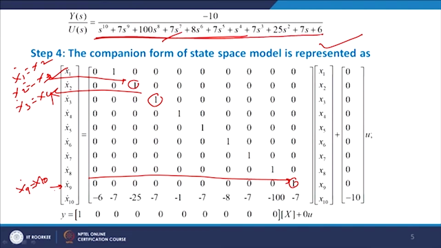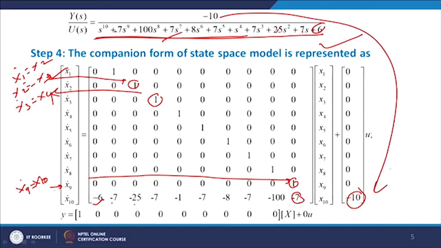The denominator coefficients we have to write down in reverse order. Here it is minus 6, 7, minus 7, minus 25, and lastly this element is minus 7. The B matrix is 0 0 0 0 minus 10, so this minus 10 appears here.